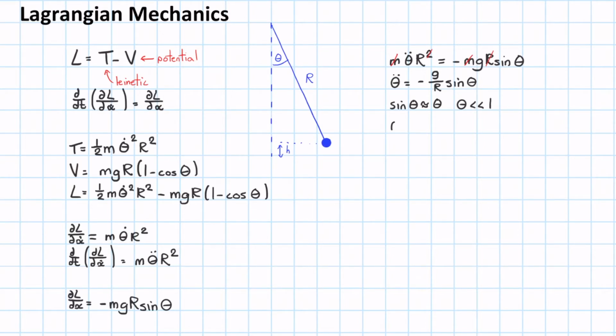And this gives us the following equation. Theta double dot equals minus g over r theta. And this equation is solvable. These are the equations for simple harmonic motion, and I'll just write a solution down now. Theta equals A cos omega t.